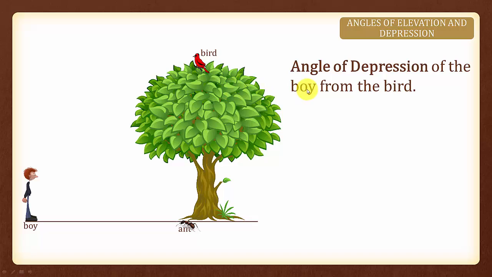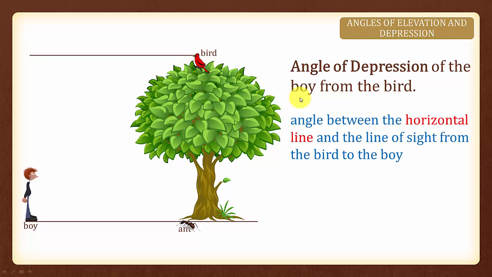Next, let us look at the angle of depression of the boy from the bird. Likewise, we will draw a horizontal line from the line of sight of the bird. The angle of depression is defined by the angle between the horizontal line and the line of sight from the bird to the boy, here. And the angle is 38 degrees.